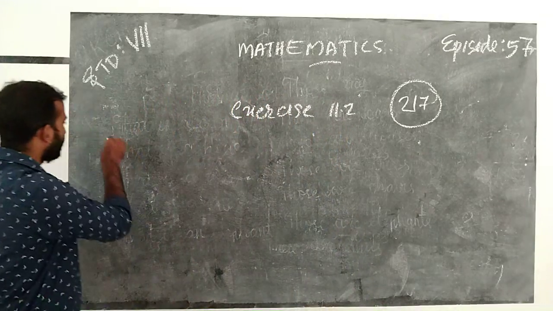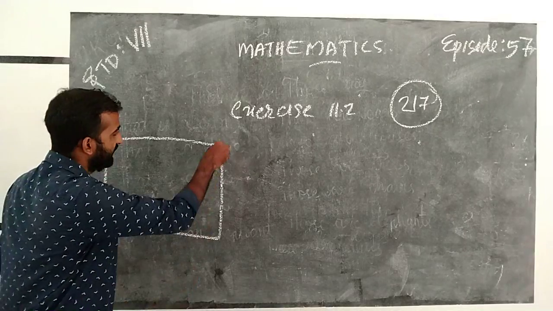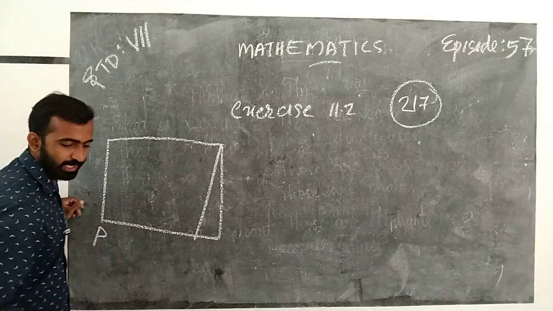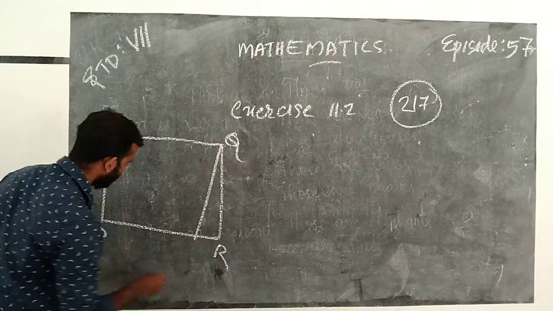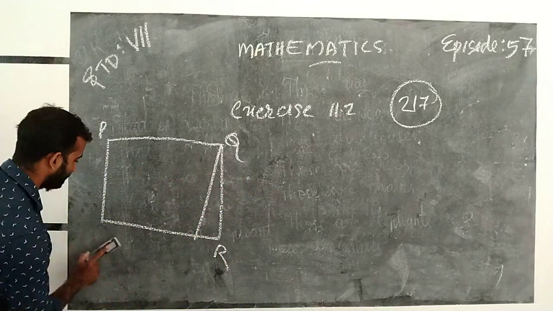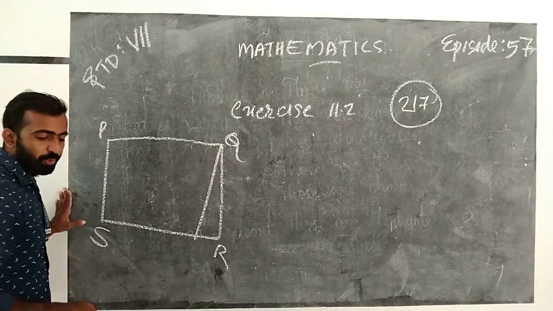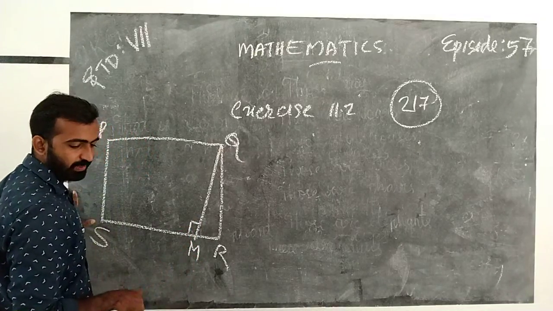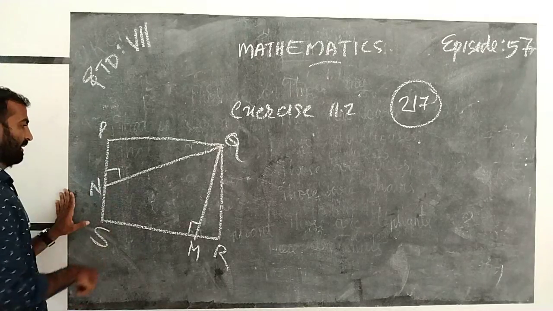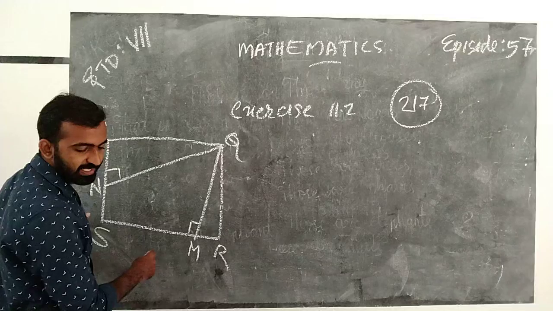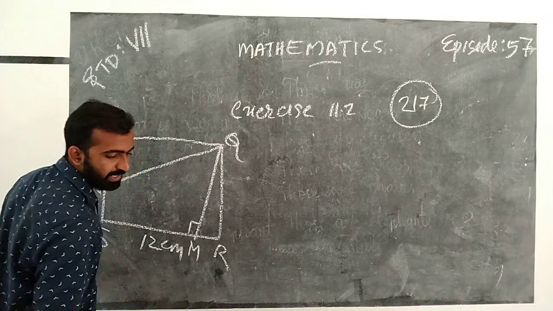The figure is this parallelogram, and here is P, Q, here is S, and this is Q, M, and this is N, Q, N. SR is 12 centimeter and QM is 7.6.